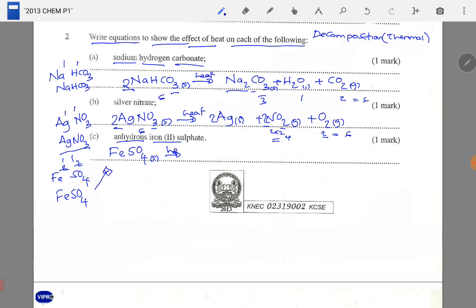So heating forms iron 3 oxide solid plus a gas sulfur 4 oxide and another gas sulfur 6 oxide gas. It's very difficult to decompose iron 2 sulfate. In fact, it requires very strong heating. We are placing a 2 before iron 2 sulfate on the reactant side, and that balances out our equations well.